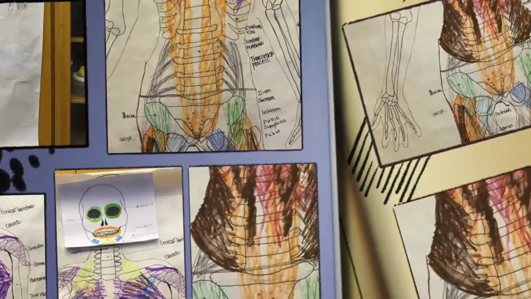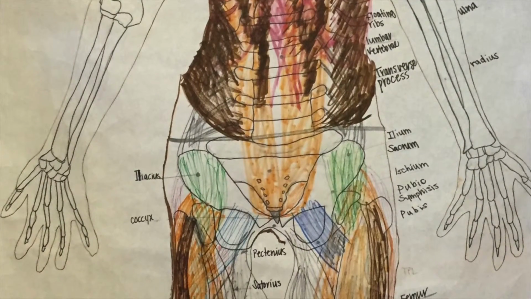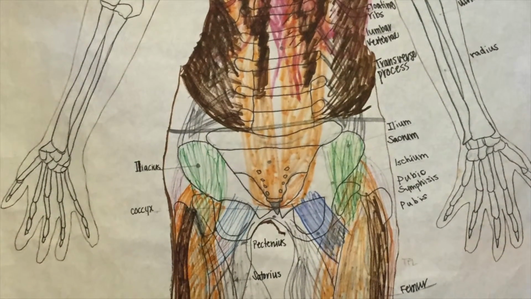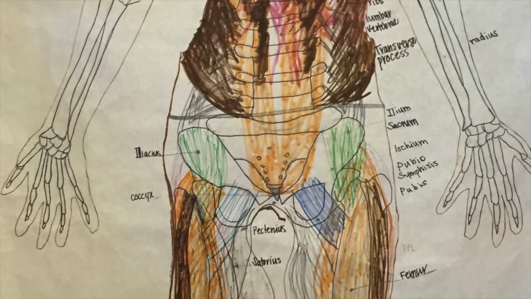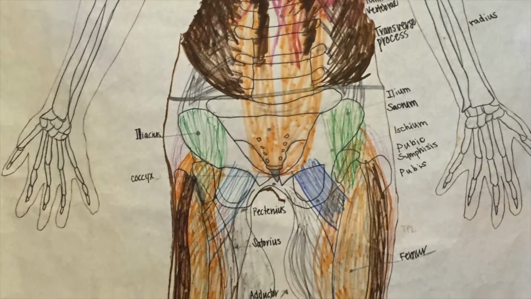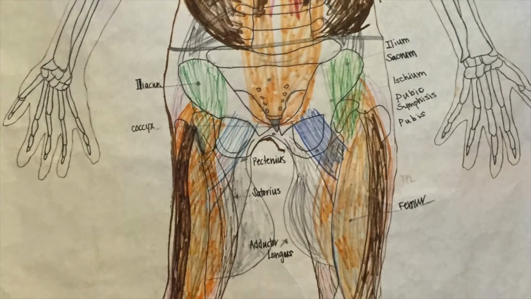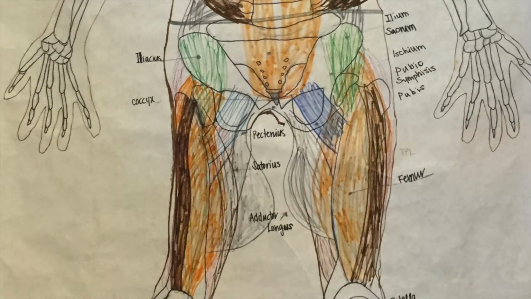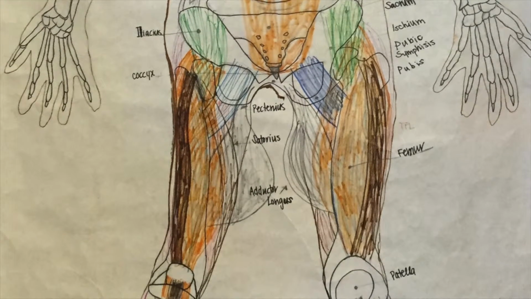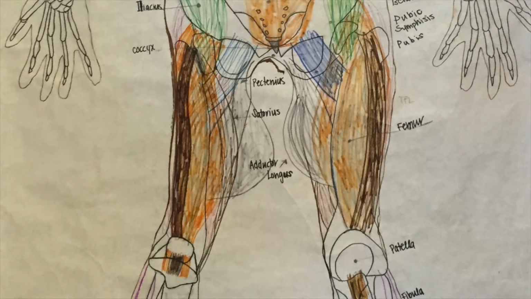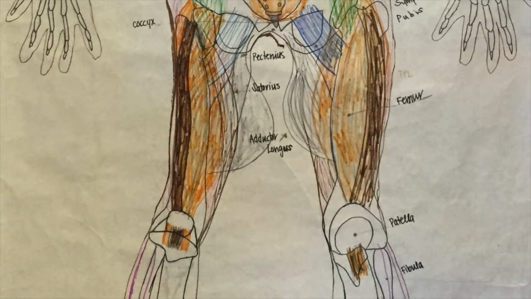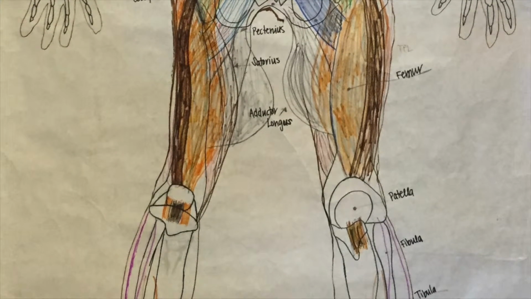After that, we drew the quadriceps. Within the quadriceps, we drew the pectineus, adductor longus, iliacus, and the sartorius. The pectineus' origin is the pubis. It inserts at the proximal posterior femur, and its action is that it adducts, laterally rotates the thigh. The adductor longus' origin is the pubis. It inserts at the middle linea aspera of the femur, and its action is adduction.